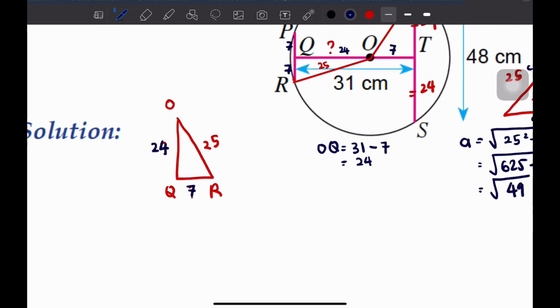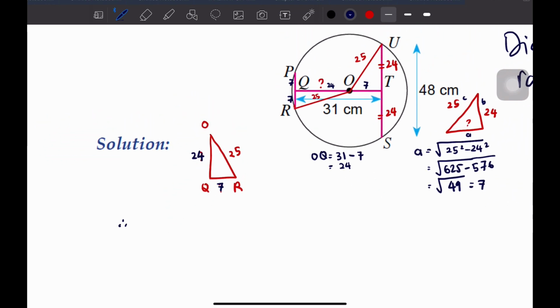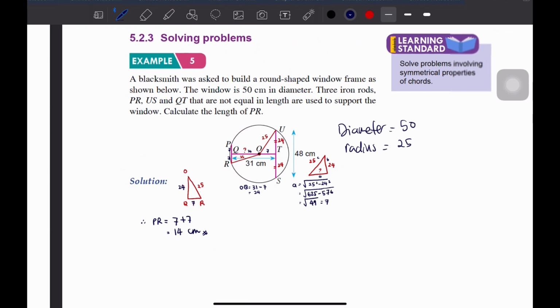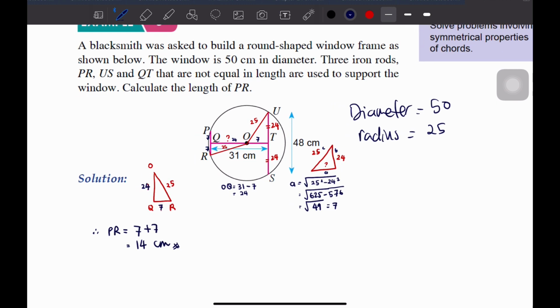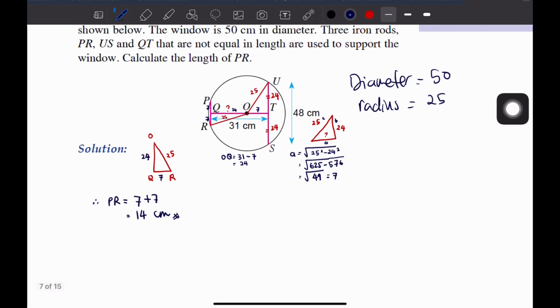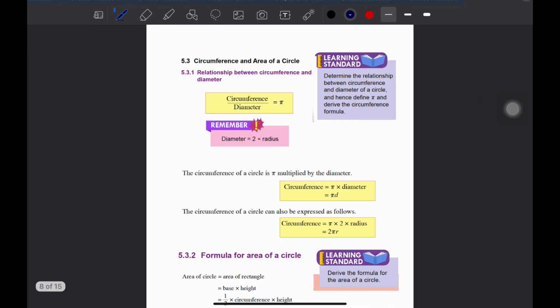So our conclusion: PR is actually equal to 7 plus 7. You will get 14 centimeter. As simple as that. The clue is you must use Pythagoras Theorem. So in order to be excellent in this chapter, you need to be excellent in Pythagoras Theorem. Next.